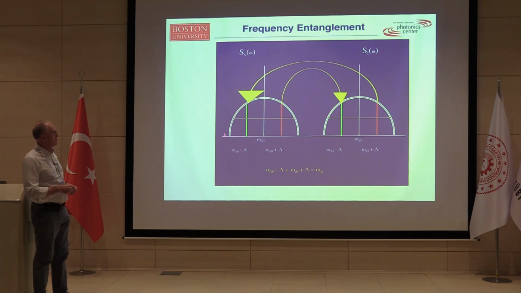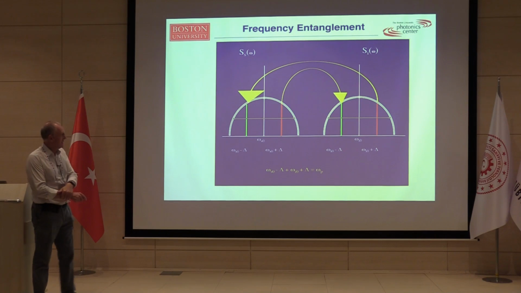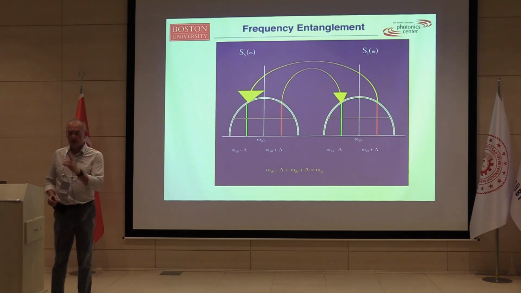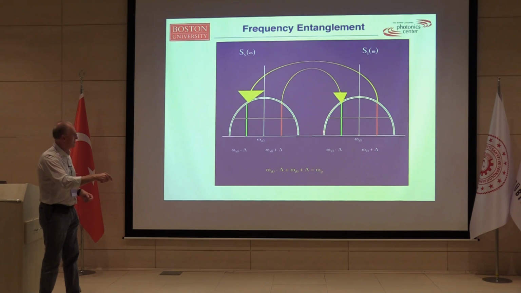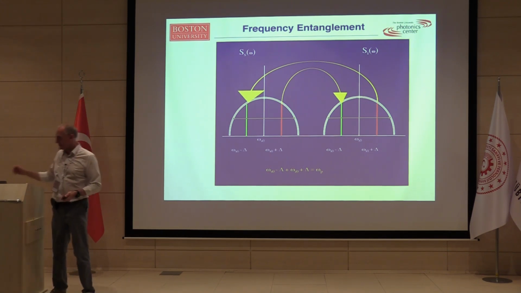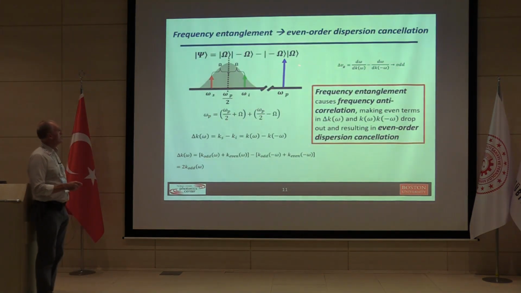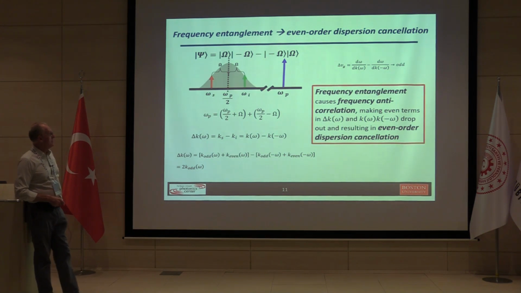And this internal structure exists only in correlations, in coincidences, because the original pump is not fluctuating. It's a highly narrow laser. You take a very narrow band laser and send it to the crystal, and phase matching gives you a distribution of signal and idler. But inside that signal and idler, you can always pick one component here and find the fully correlated component on the other side, and vice versa. So this frequency entanglement leads to an interesting situation called even-order dispersion cancellation. You see omega minus or plus here, and minus plus there.